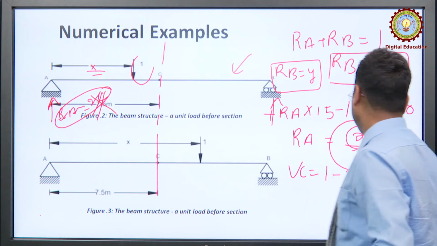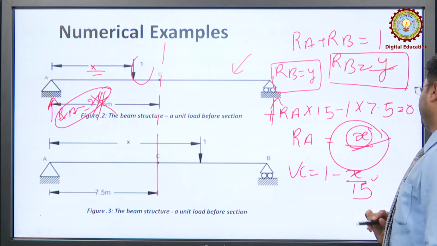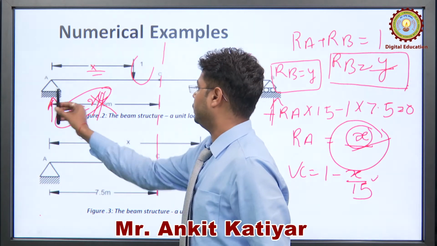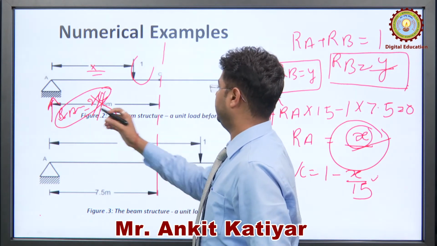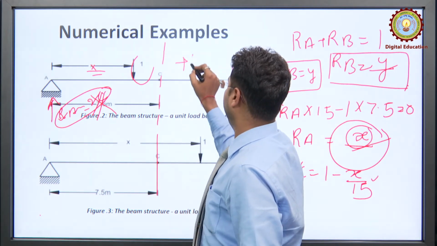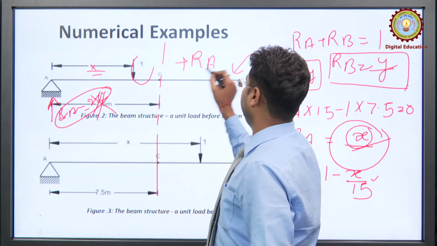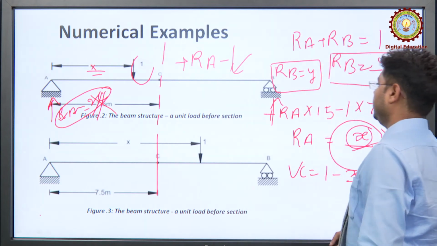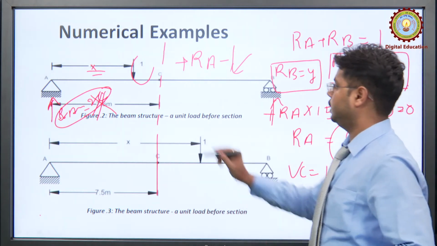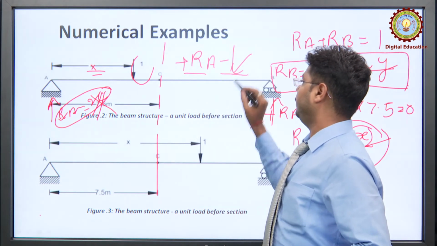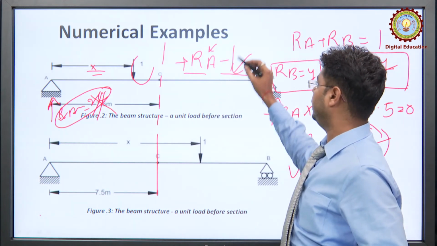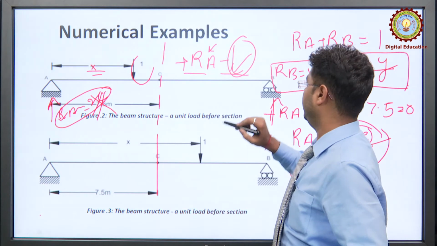Yes, how can we find Vc equal to 1 minus x upon 15? Just take the shear force on the left side of the section. For example, here we have a positive Ra and here is negative 1. This is how we can find the shear force, the negative and positive value. How we decide this is that Ra is plus and the unity load is negative.